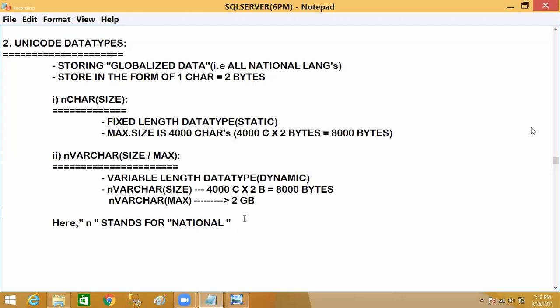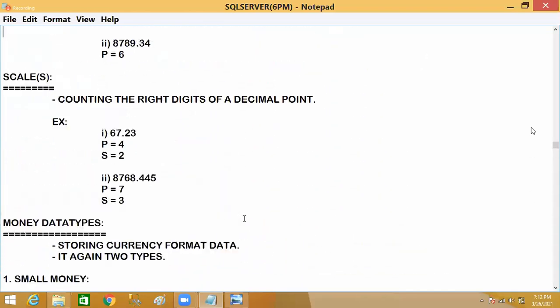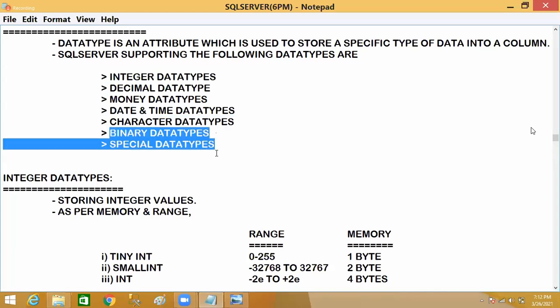The next data types are called binary and special data types. These two we will discuss in tomorrow's session. Tomorrow we will go for the binary and special category of data types. Okay, thank you so much, guys.